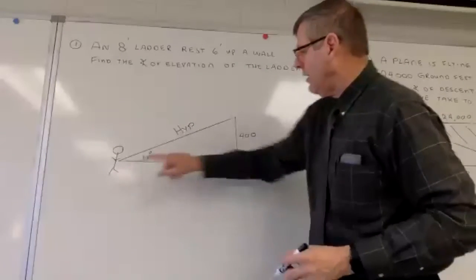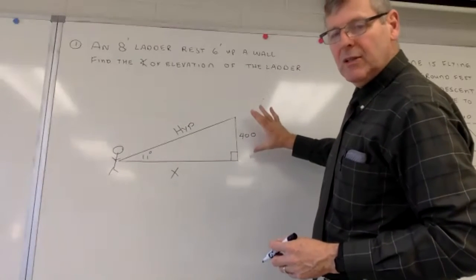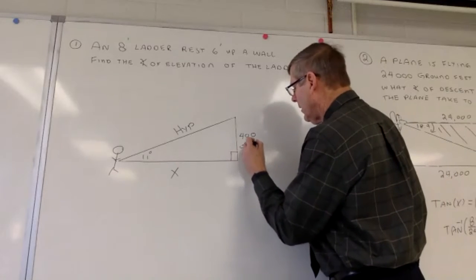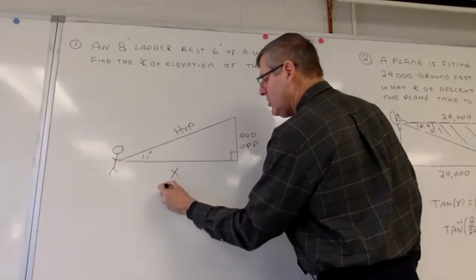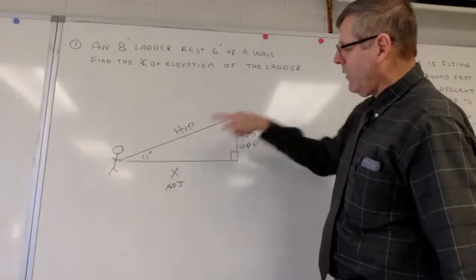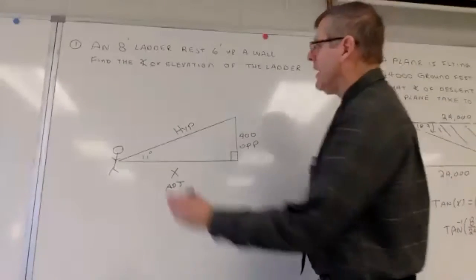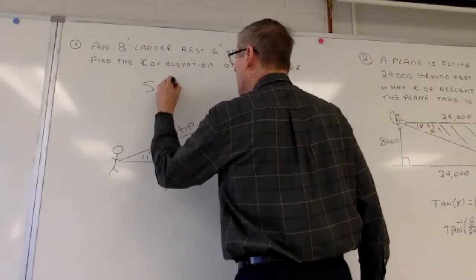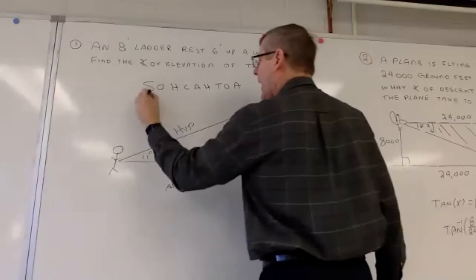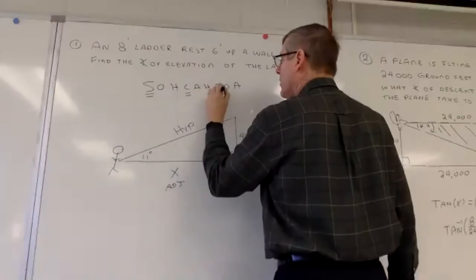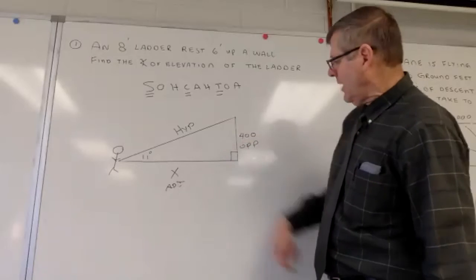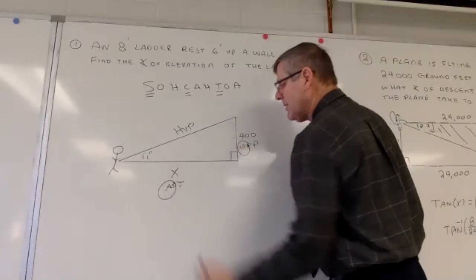If I'm standing here, is this the opposite or the adjacent side? Opposite. And then this would be the adjacent side, right? So what I know is the opposite side. What I'm trying to find out is the adjacent side. So we have this acronym, SOHCAHTOA: sine, cosine, and tangent. I know the opposite and I want to find the adjacent.